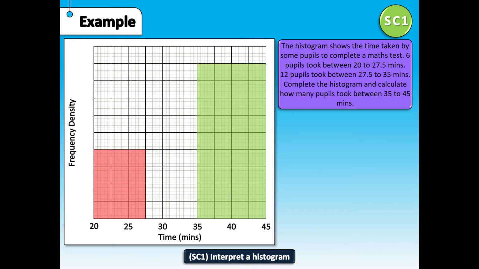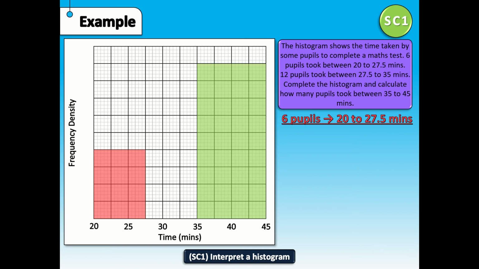This question says the histogram shows the time taken by some pupils to complete a maths test. 6 pupils took between 20 to 27.5 minutes. 12 pupils took between 27.5 minutes to 35 minutes. And we want to complete the histogram and calculate how many pupils took between 35 to 45 minutes.